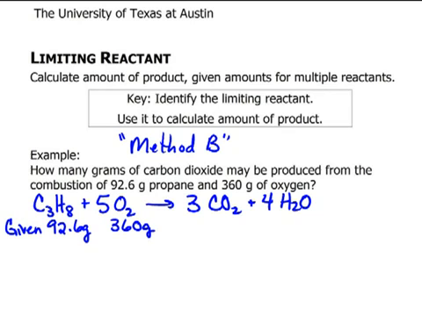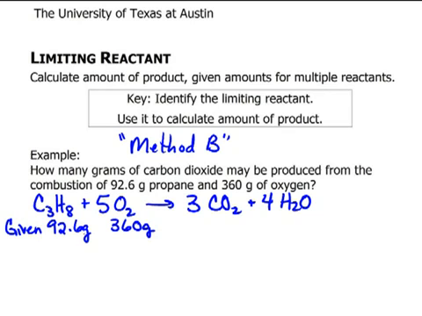Again, I'm given two amounts for reactants, so I know it's a limiting reactant problem. I have to decide which of these runs out first, and I can't do it just by looking at the grams. It's not necessarily the smaller amount. If it works out that way, it's by coincidence. Alright, so let's look at this.